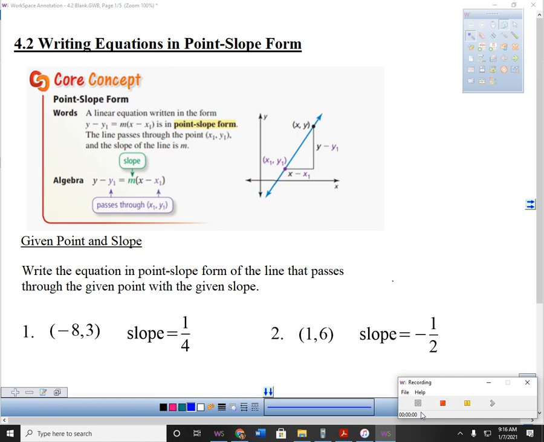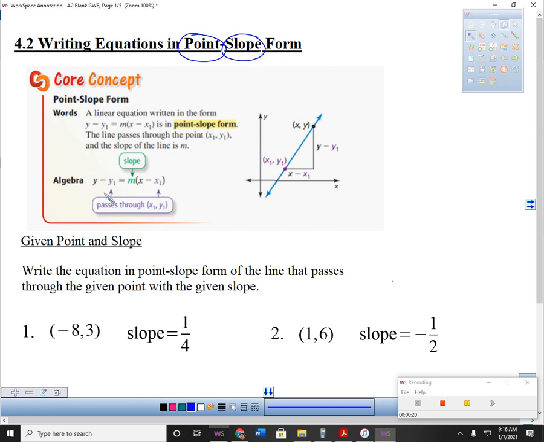Right, so in 4.1 we learned about writing equations in slope-intercept form, and in the title you literally know you're going to use the slope and the y-intercept. So today we're learning about point-slope form. They're going to give you a point that your line goes through and the slope of your line, okay?